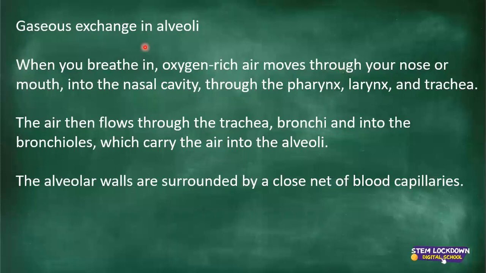And then gaseous exchange in alveoli. So we just explained what happens in the lungs. Now let us explain what happens in the alveoli. When you breathe in, oxygen-rich air moves through your nose or mouth into the nasal cavity, through the pharynx, larynx, and trachea. We discussed this earlier in the week, I think yesterday, if I'm not mistaken.